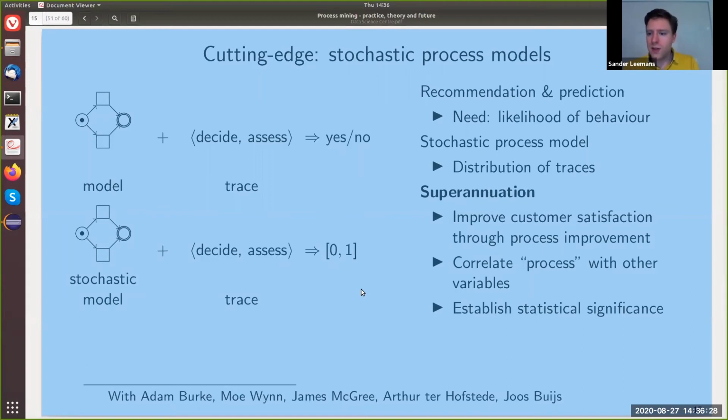That's the first question. And then in order to answer that, of course, this industry partner is not just interested in this correlation itself, but whether these results are statistically significantly different. That is what we are currently working on for stochastic process models. So yeah, surprisingly enough, this doesn't exist yet in process mining.